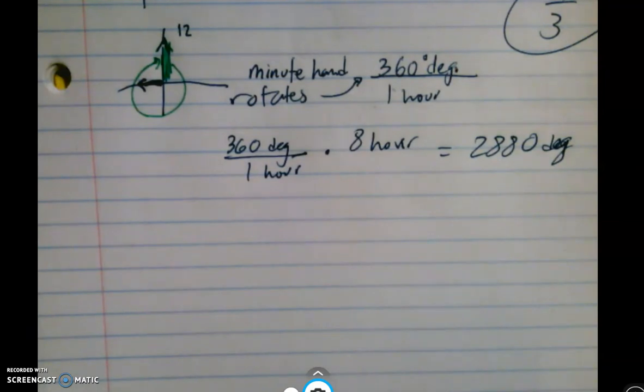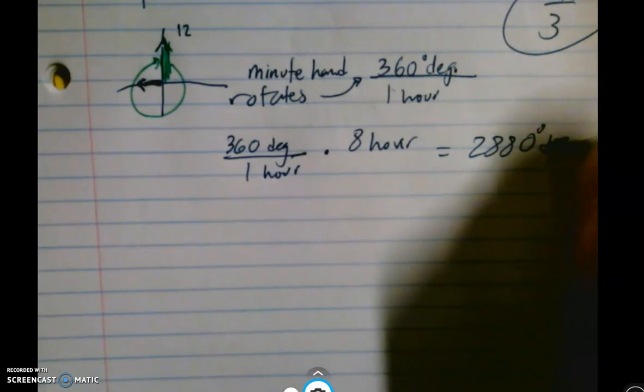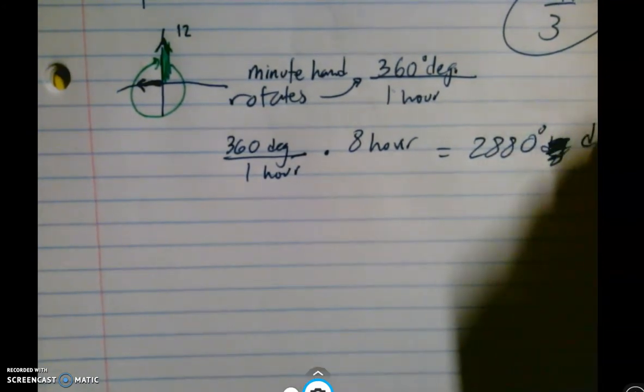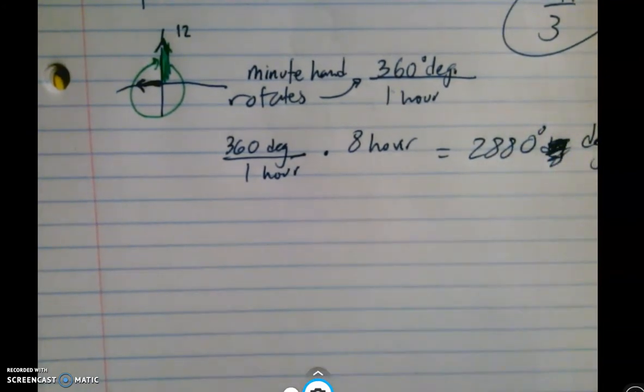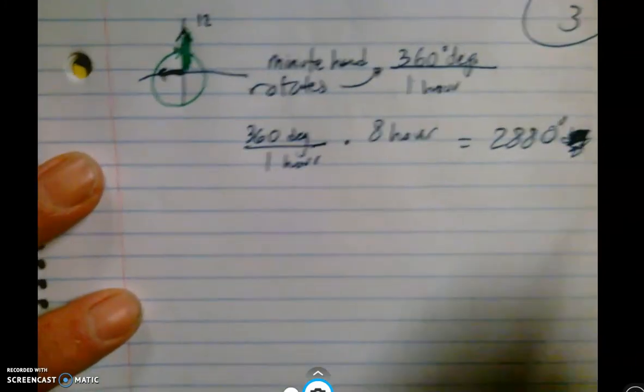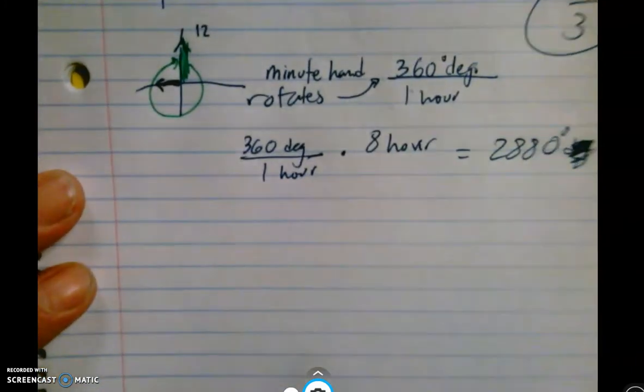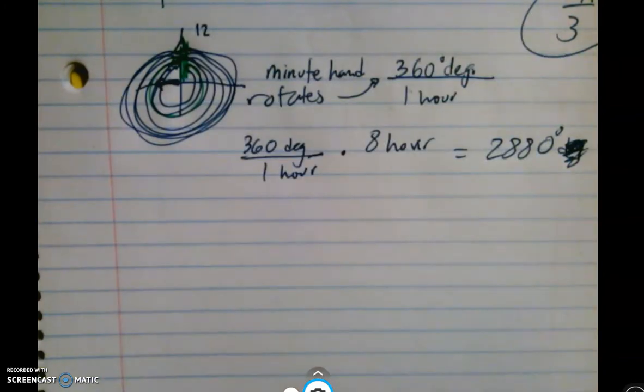Okay, so that's 2,880 degrees. I'll put degrees up here because I wrote that kind of ugly. Looks like dog. All right, anyways, ignore that. I'll push it off the page. 2880 degrees. Again, every hour the minute hand goes around once. So it'll go around once, twice, 3 times, 4 times, 5 times, 6 times, 7 times, 8 times. And that will be 2880 degrees.